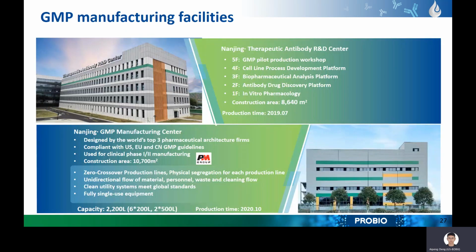This is our factory. The first building presented is our R&D building. Our in vitro pharmacology discovery platform and the CMC platform are all in this building. The second building is our new GMP manufacture center, which has the capacity of 2,200 liters.